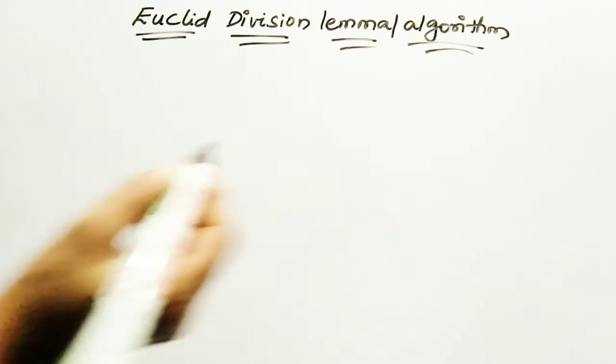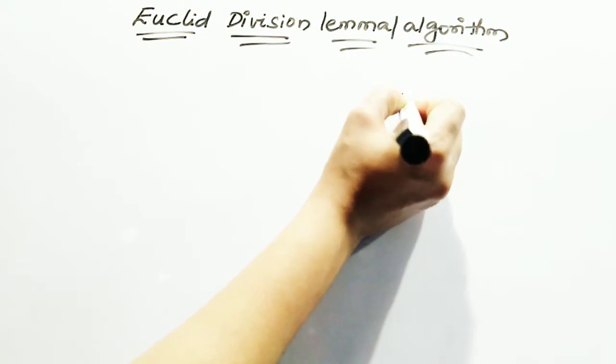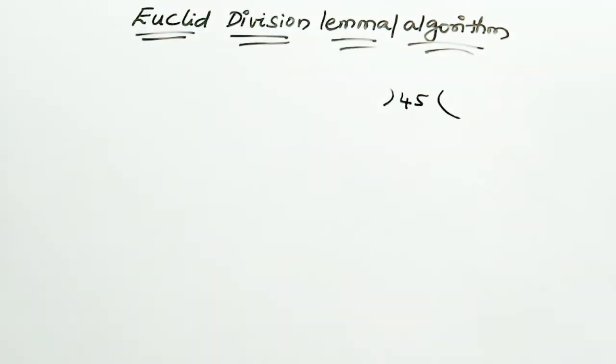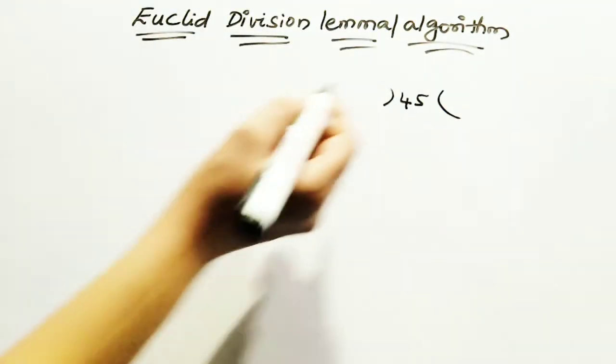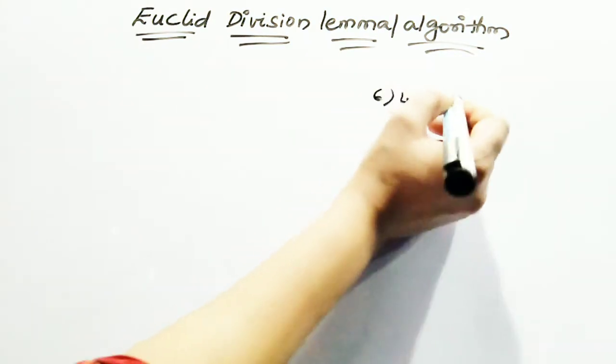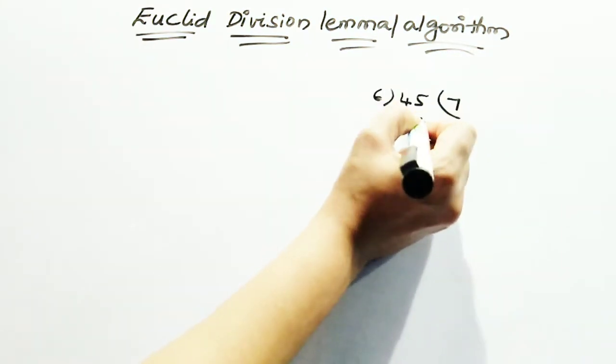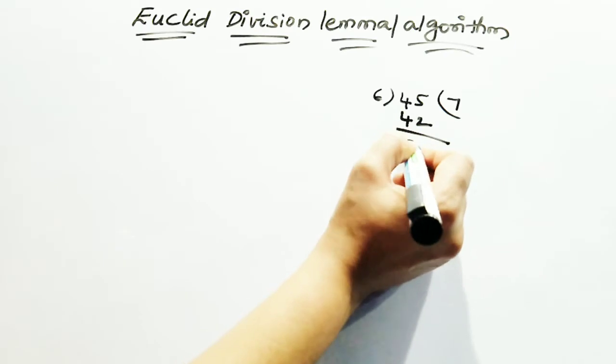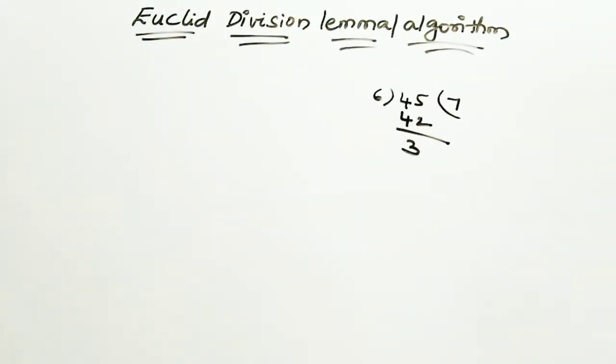Okay, take an example. You are taking 45 and you are dividing 45 by 6. 6 sevens are 42. You will get 3 as the remainder. You are finding the highest common factor.